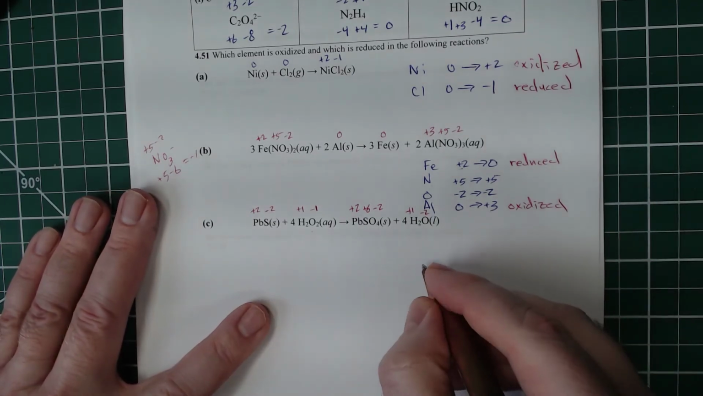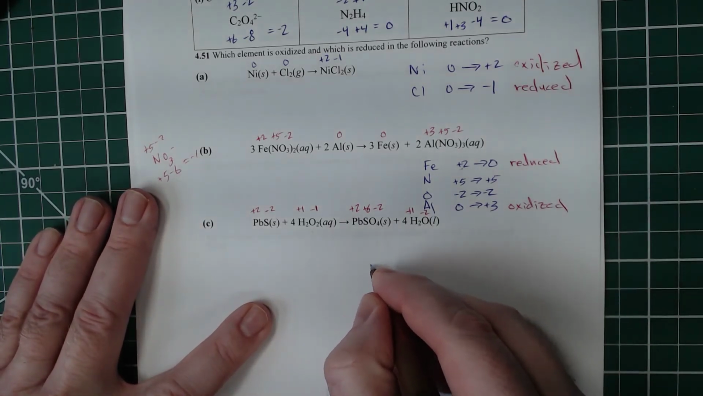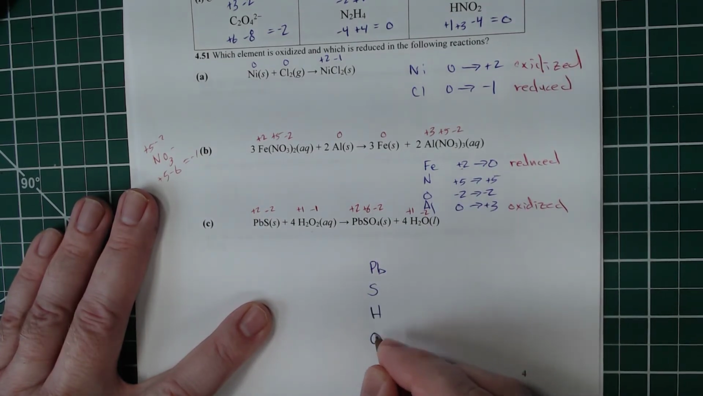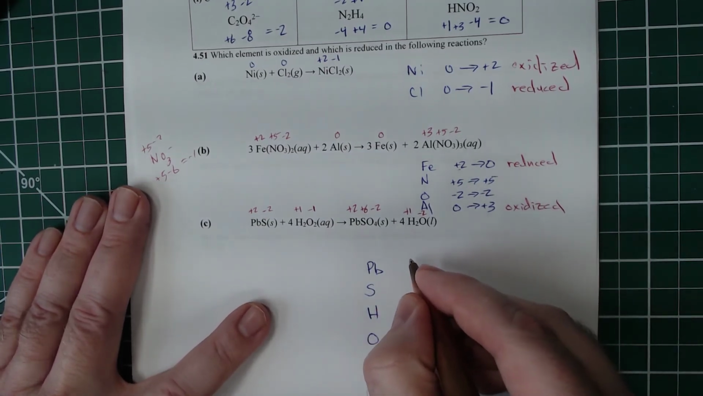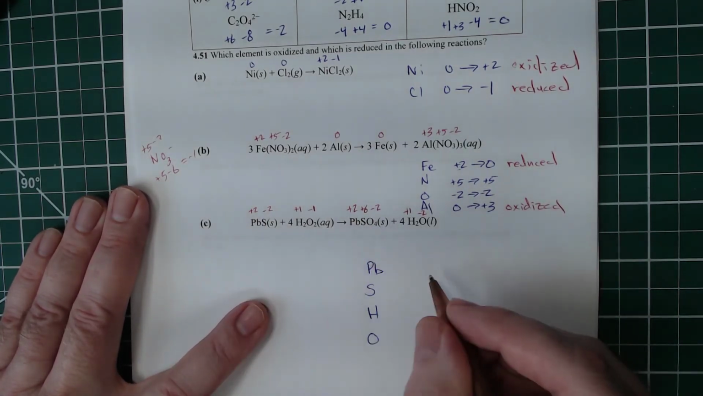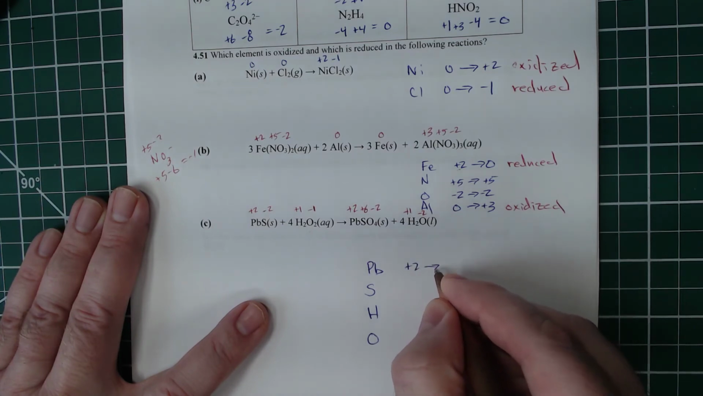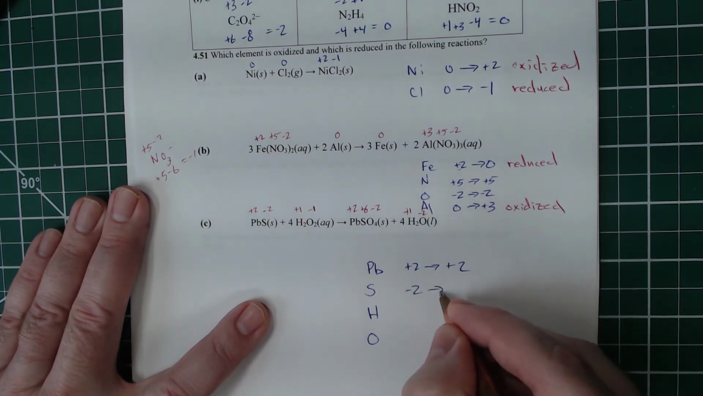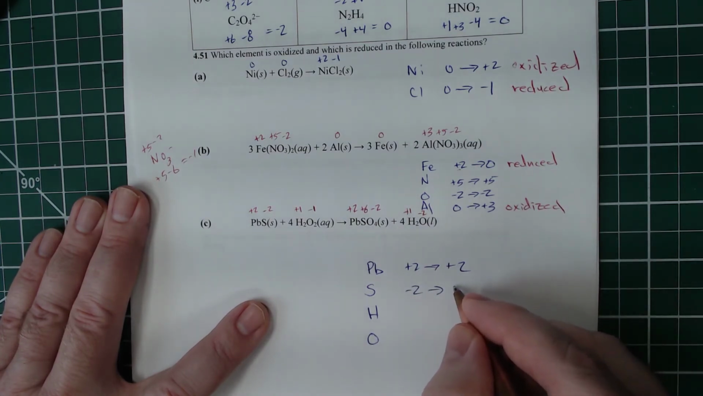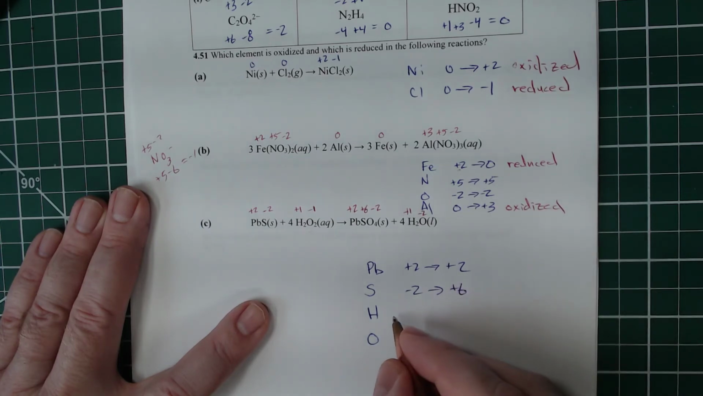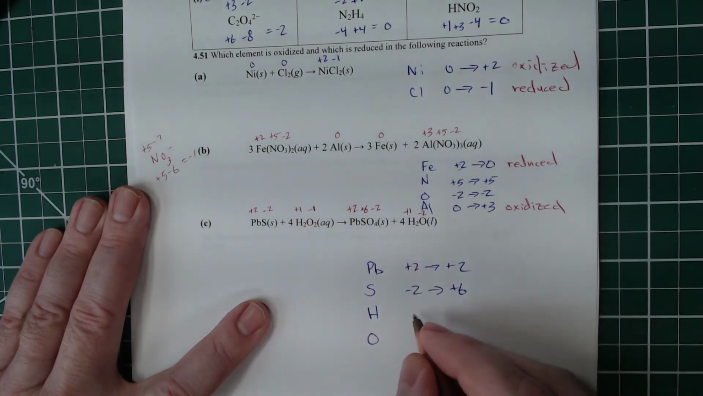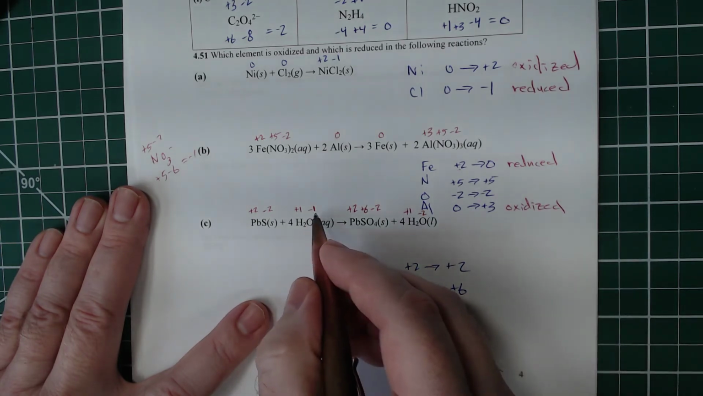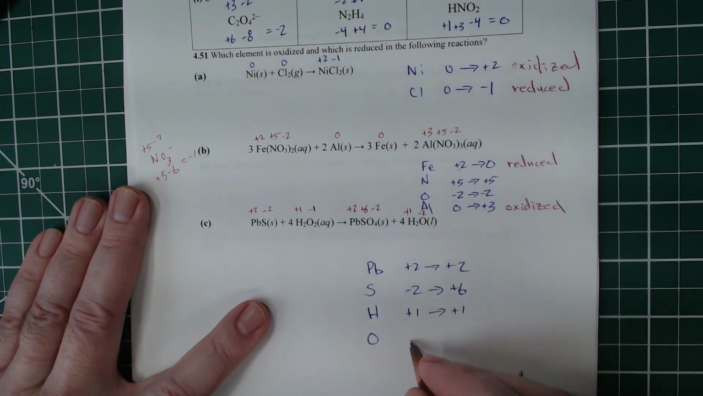So now we will just list all of these. So we've got Pb, S, H, and O. All right, lead on the left is +2, and on the right is +2. So +2 to +2, no change. Sulfur, -2, and on the right it is +6. So big change there. Hydrogen +1 and +1. So hydrogen didn't change. And oxygen went from -1 to -2. They're all -2 over there.